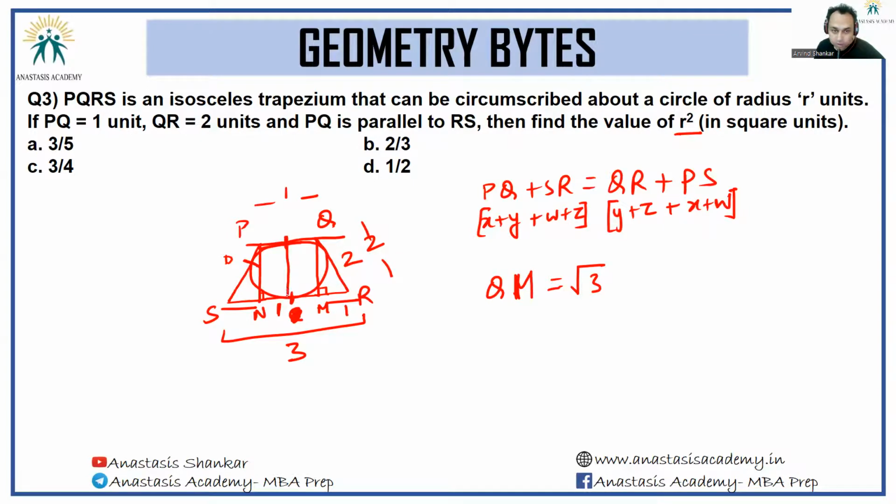QM is also the diameter. 2R is equal to root 3, or R is equal to root 3 by 2. Finally, what we need is R square. So R square will be equal to 3 by 4, or option C.